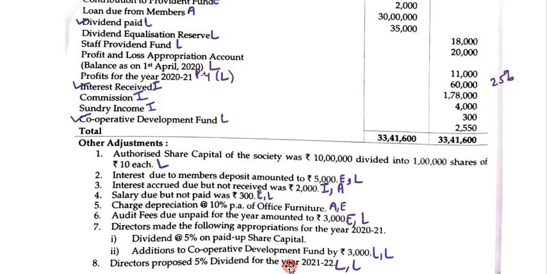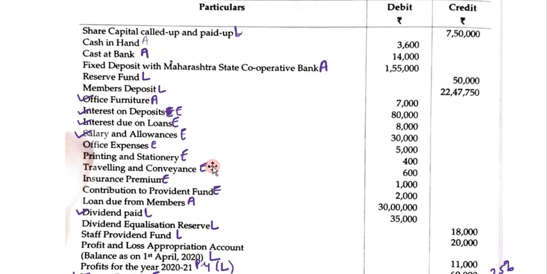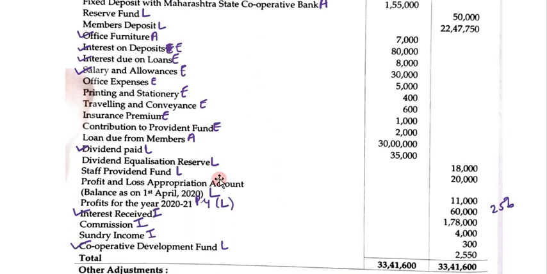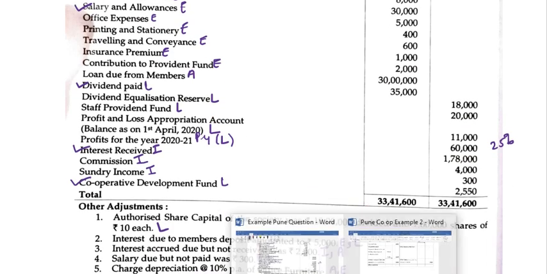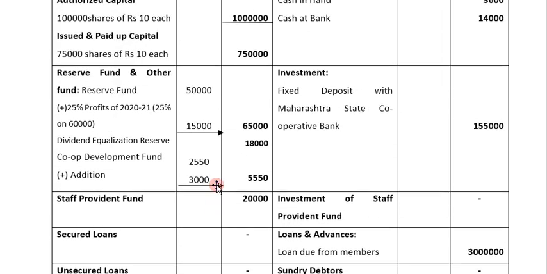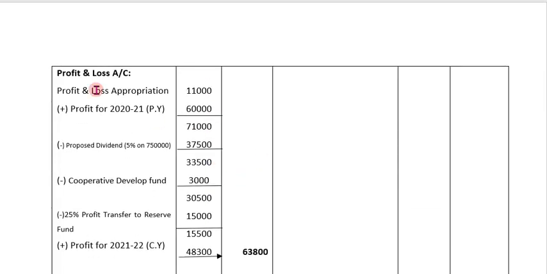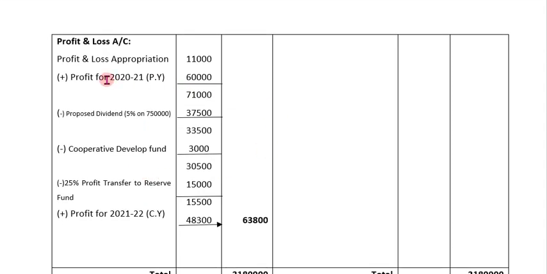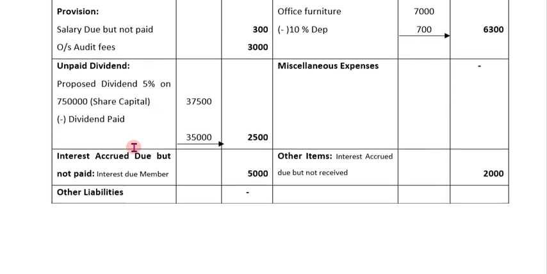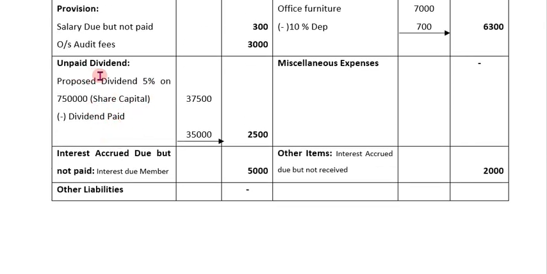Okay, so now we have posted all the entries of the trial balance in the respective accounts under the respective heads. Now what is remaining? The remaining is the tally part. Now one thing is remaining about the profit and loss appropriation. As I said, the profit and loss appropriation amount is 11,000. In this add profit for the previous year, that is rupees 60,000. Total is 71,000.